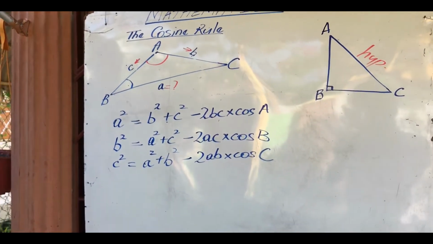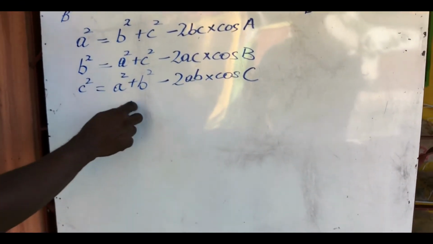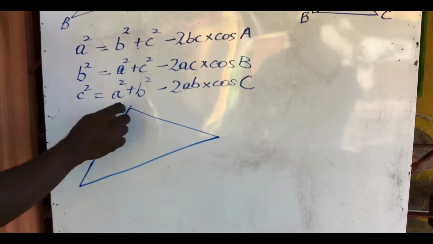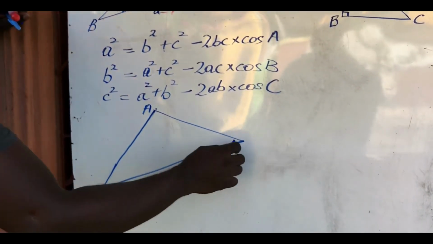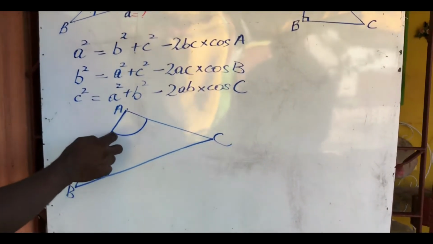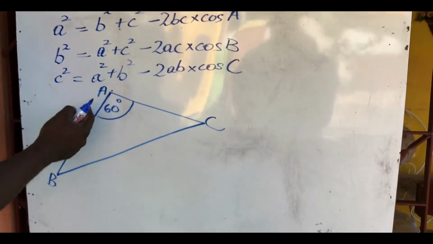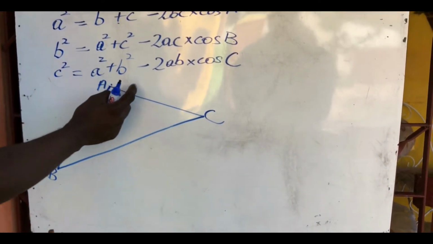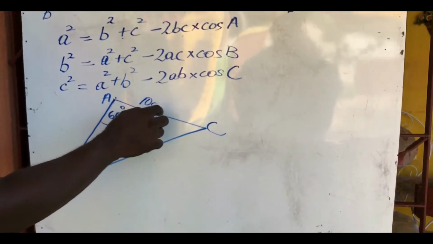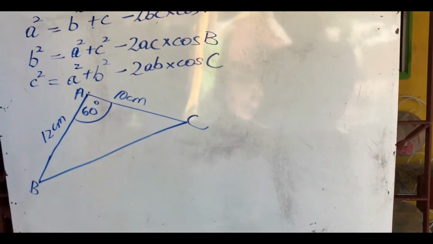Now, let us do an example. Let us say we have this triangle ABC. So here I have A, B, C. We have angle A being, say, 60 degrees. We have this side being, say, 10 centimeters, and this side being, say, 12 centimeters.